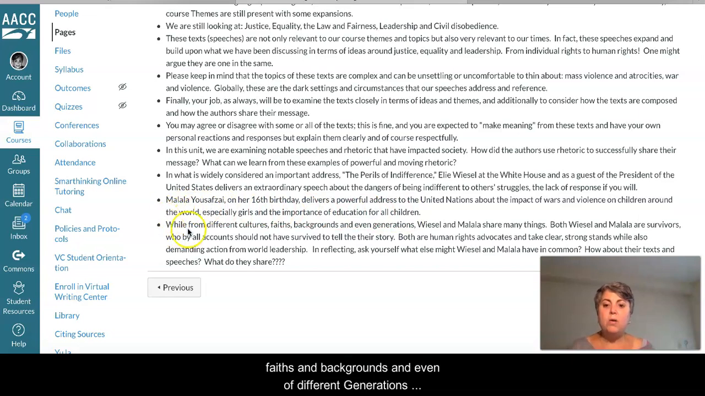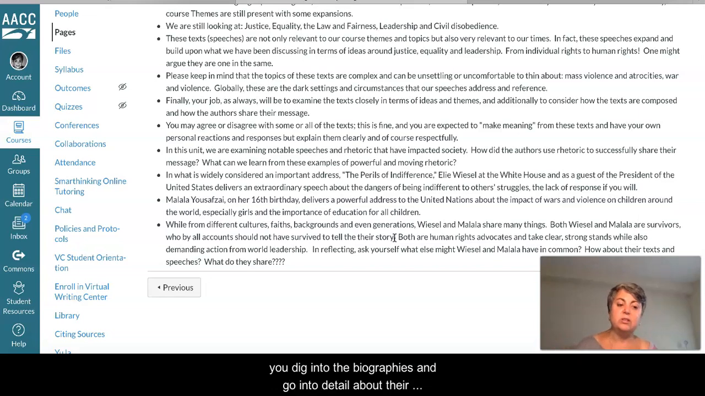While they're from different cultures and faiths and backgrounds and even of different generations, you will notice that there are certainly some striking differences between Wiesel and Malala. They actually share many things. Both Wiesel and Malala are survivors who, by all accounts, should not have survived to tell their story. Both of these individuals have harrowing stories, which they could have easily died and perished from.